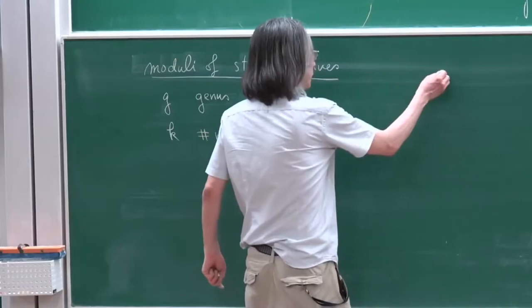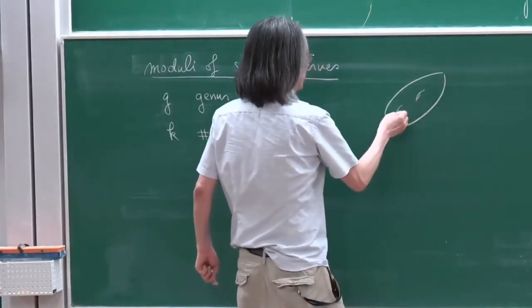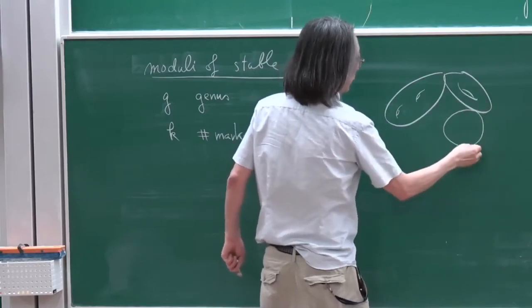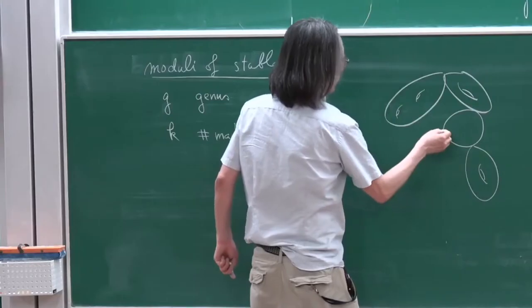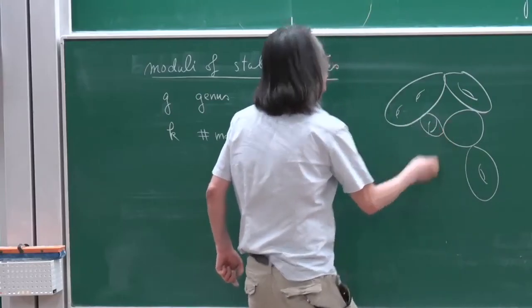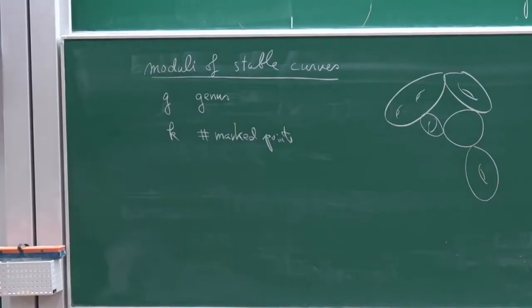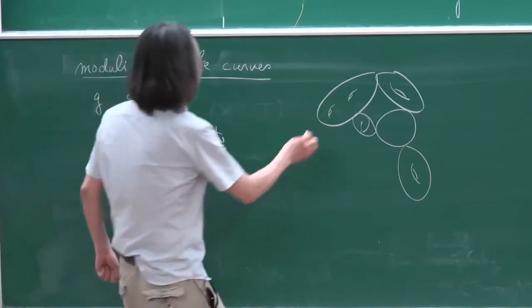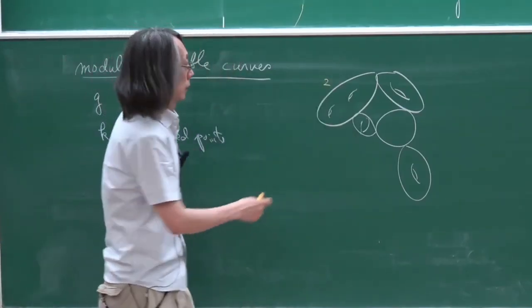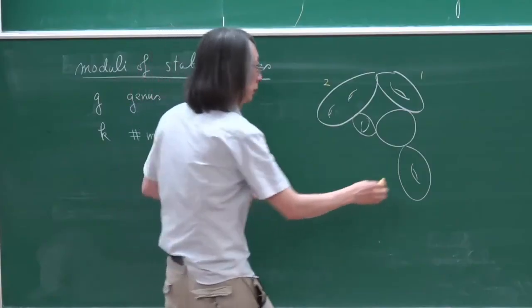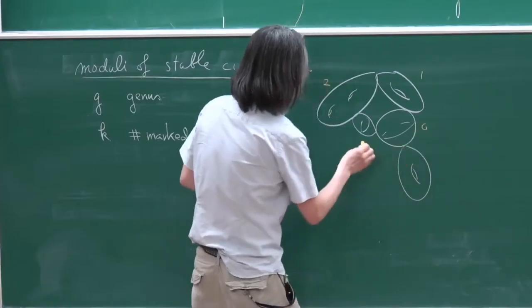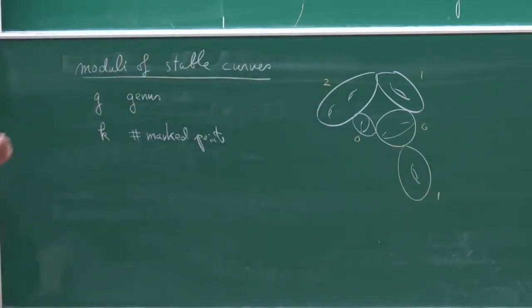Say you have this. What is the genus of this? So here, this is a genus 2 component, and this is a genus 1 component. And this is a genus 0 component. Maybe a genus 0 component, and a genus 0 component, and a genus 1 component. Right? So for each component, you have a genus.